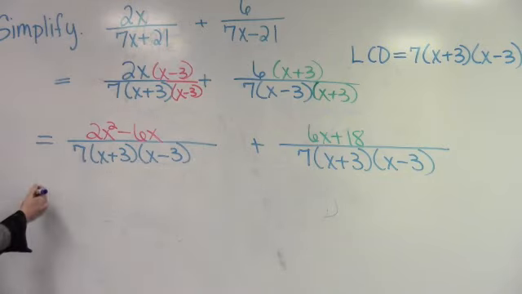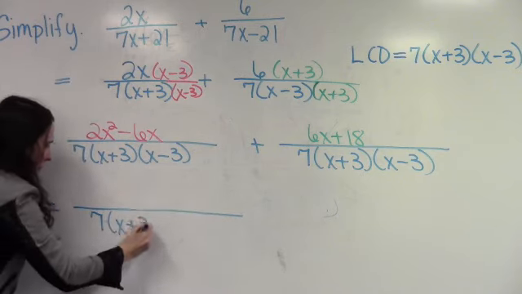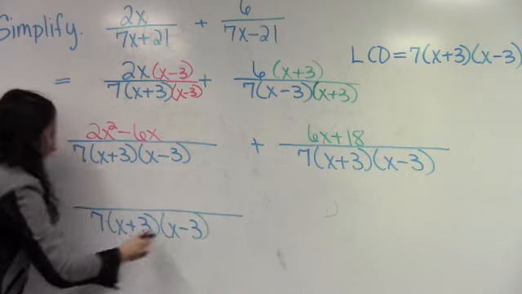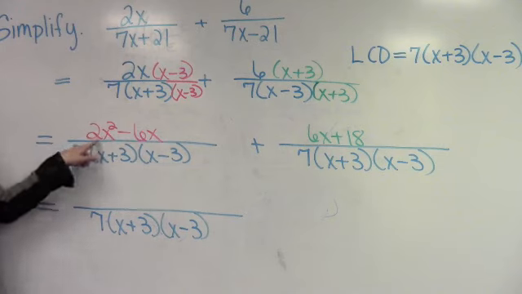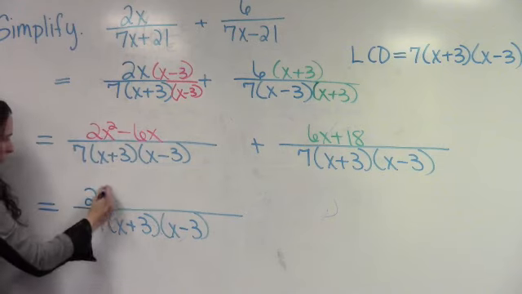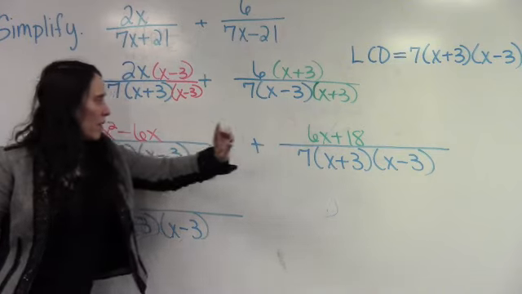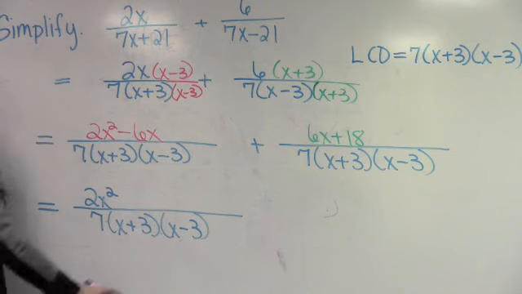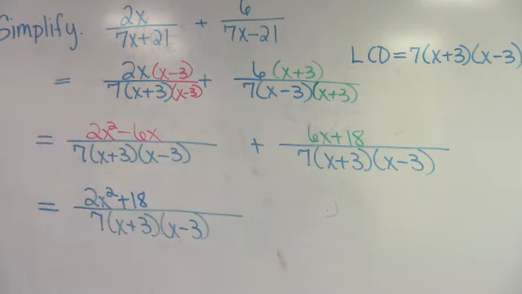All right, we're going to keep going because they're asking me to add, right? So I'm going to keep my denominator because I'm trying to write it as a single fraction. Let's see if we have any like terms. That's the only square term, y'all in agreement? So we're just going to rewrite it. I have a negative 6x and I need to combine it with a positive 6x, so those are going to cancel. But I still have a positive 18, plus 18. So all I did was combine like terms in the numerator.